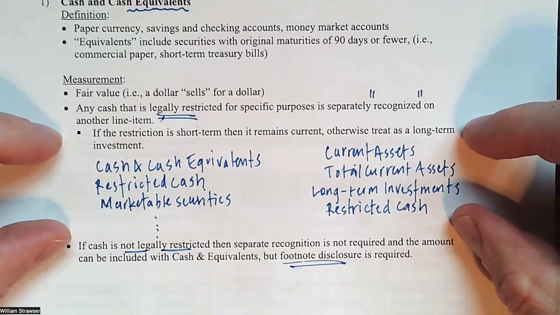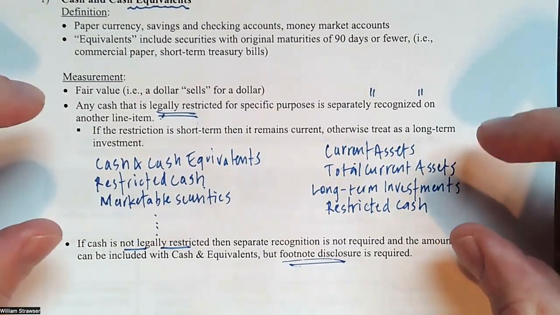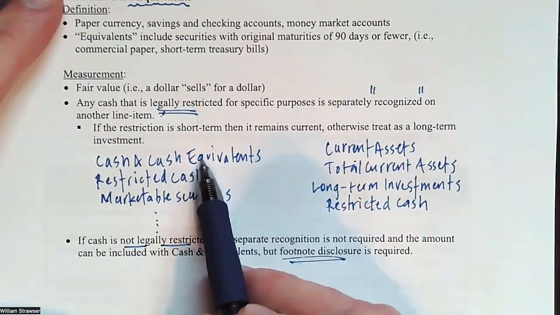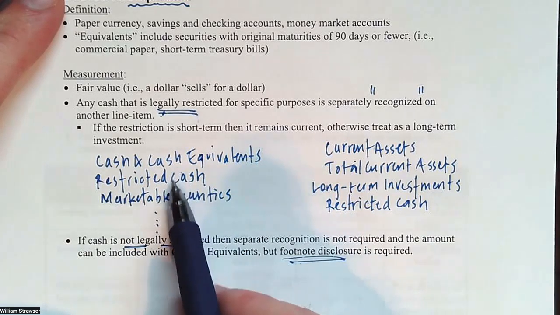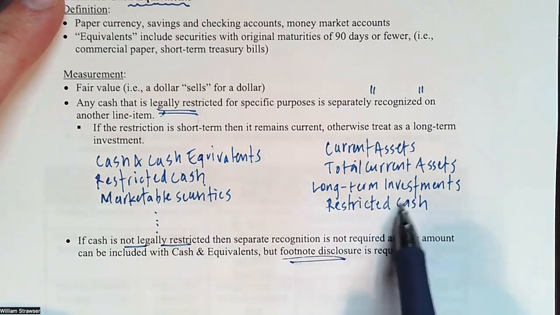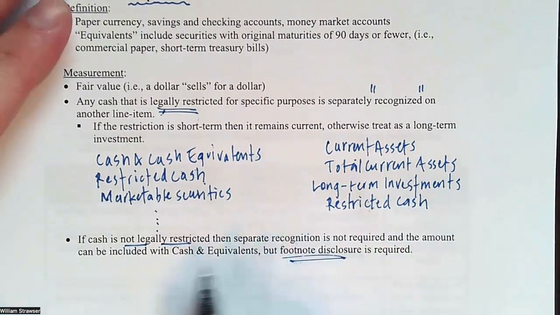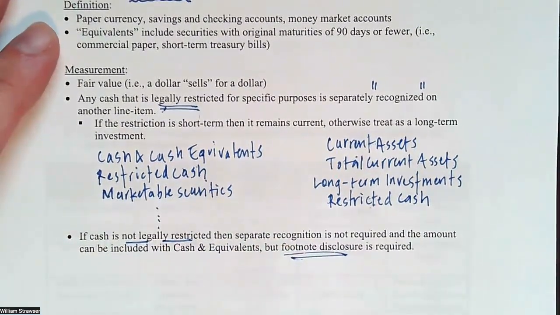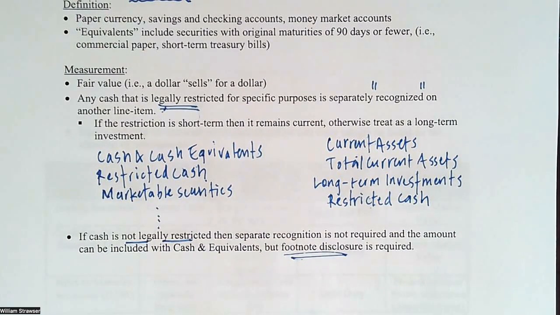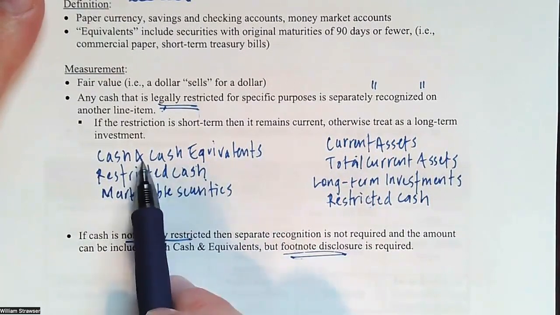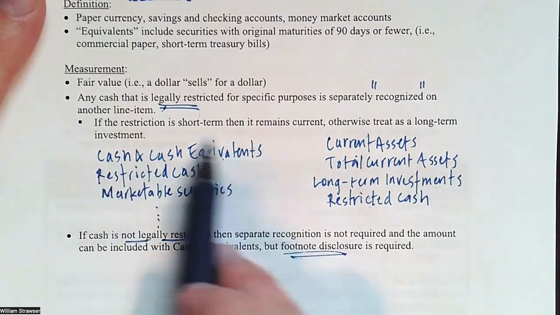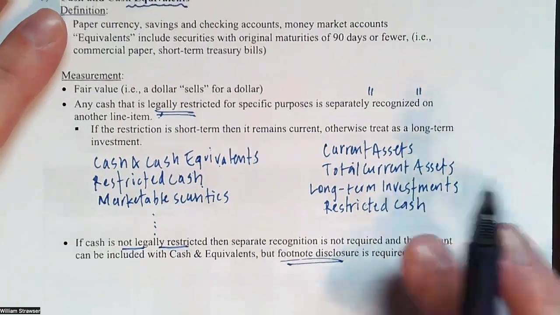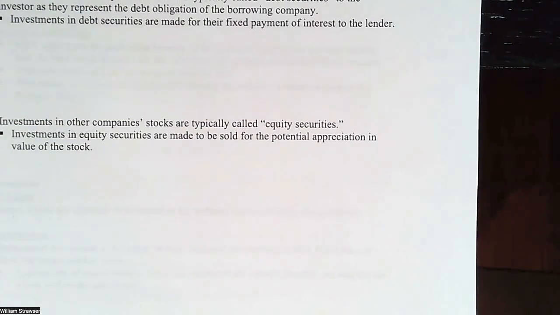When it's a legal restriction, we have a rigorous treatment. We totally separate it out from cash and equivalents. We list it as either a separate current asset or a long-term asset, depending on the dates of the restriction. But when it's not legally restricted, when the company is setting aside funds, has future goals for expansion, then it's still just cash, we don't have to separately recognize anything, but we do have to mention it in the footnotes that the company is holding cash aside that is not legally restricted.